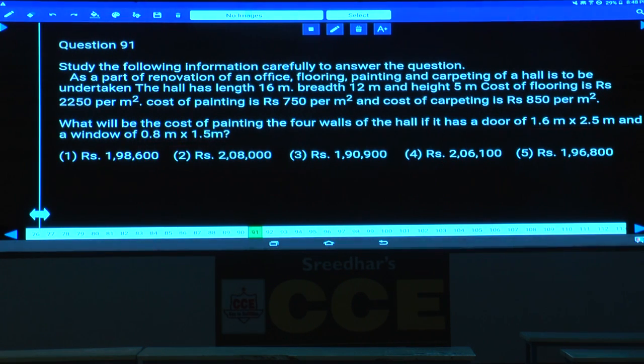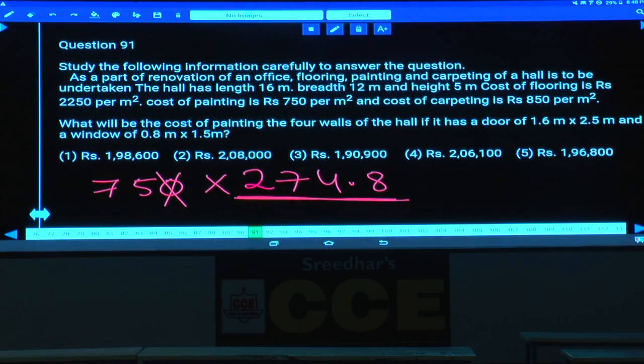274.8. This is the area which we need to go for painting. And for painting, they charge 750. Yes or no? Right. Now, you can forget about the 0 and write this number as 2748. Yes or no? 5 into 8.